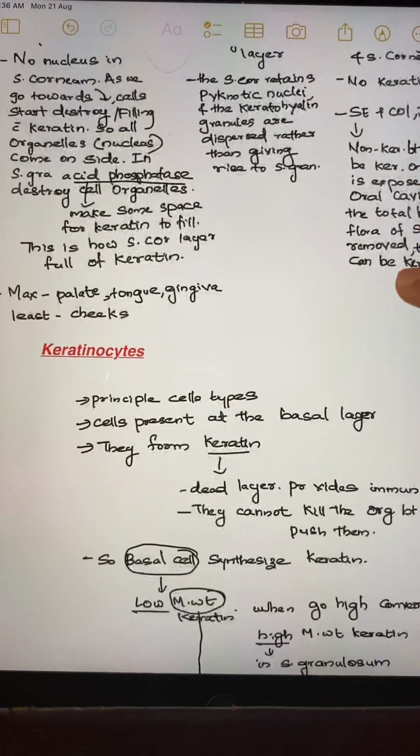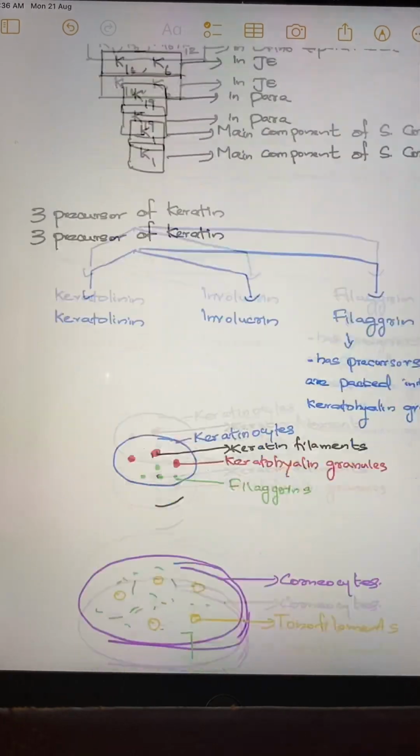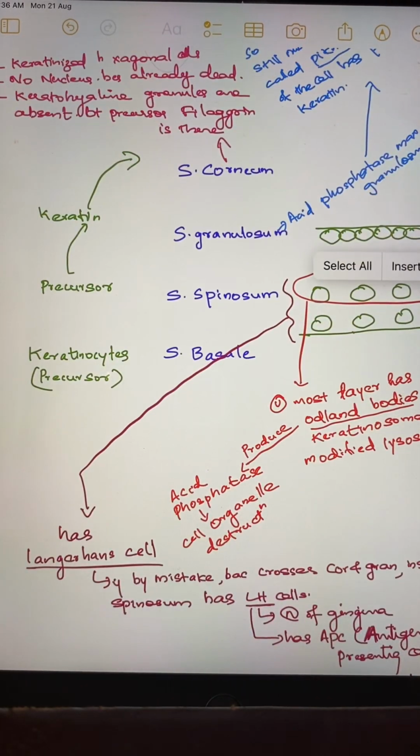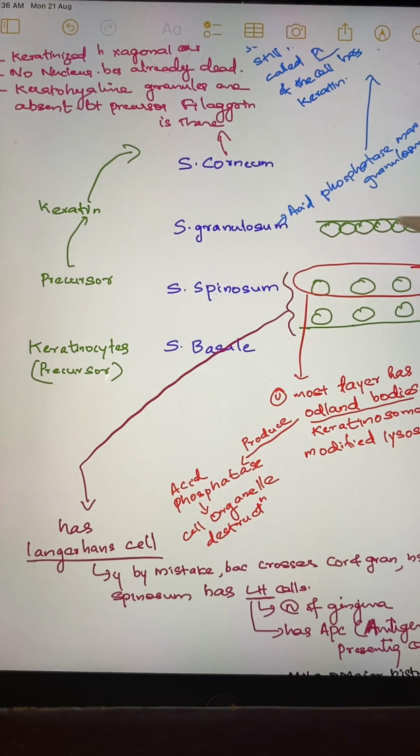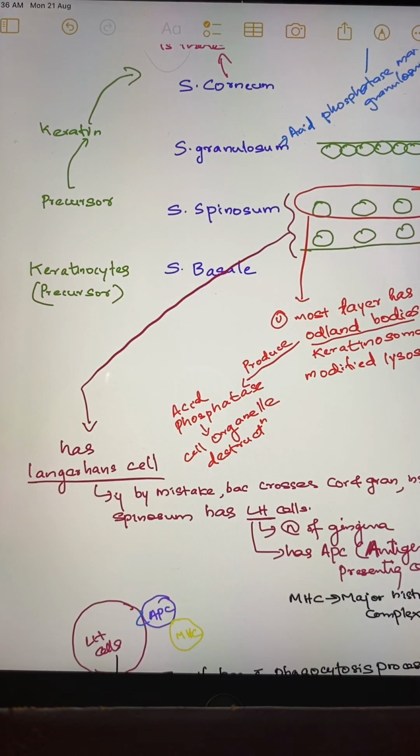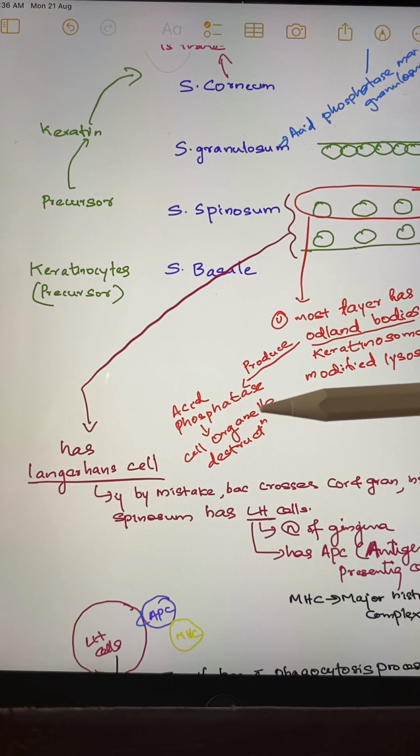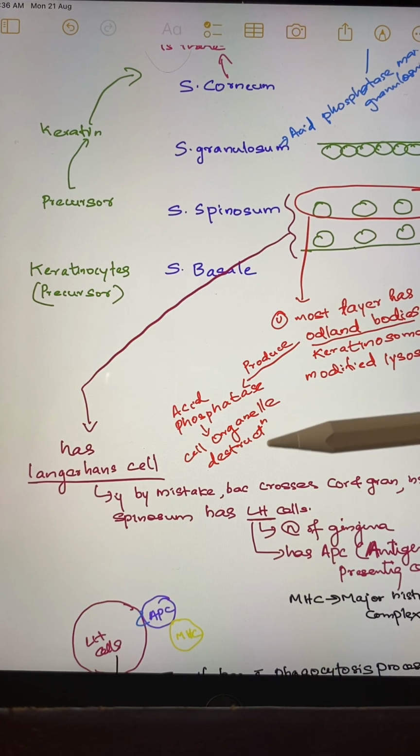Then what is happening in the next layer? The next layer is the stratum spinosum. This is the basal layer, and the stratum spinosum layer is this. The upper layer of the stratum spinosum has certain Odland bodies. The uppermost layer has Odland bodies. These are also known as keratinosomes or modified lysosomes. They produce an enzyme known as acid phosphatase, and this causes the destruction of the cell organelles.